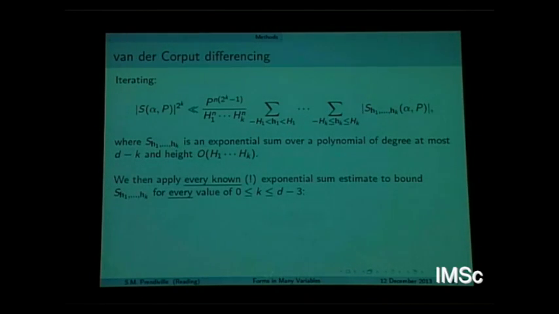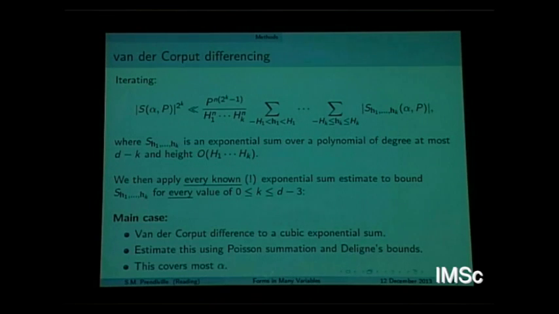So instead of going down to a linear exponential sum, as we did in Weyl differencing, we're actually going to exploit different exponential sum estimates for different degree exponential sums, and then take all of these estimates together, take their infimum, and hopefully we can beat Birch's Weyl bound. So we exploit every known estimate, and we do Van der Corput differencing for every value of k between 0 and d minus 3. But our main estimate, and the most efficient estimate, comes from Van der Corput differencing down to a cubic exponential sum.